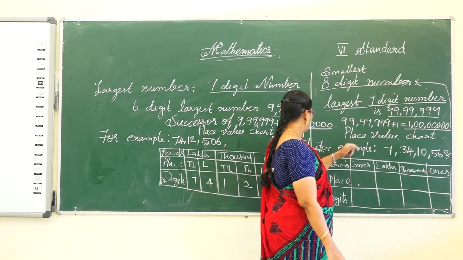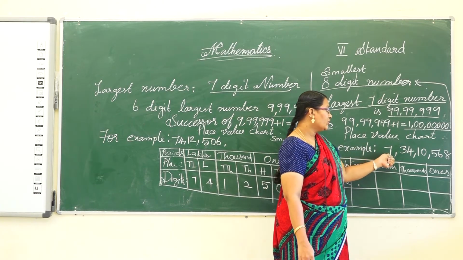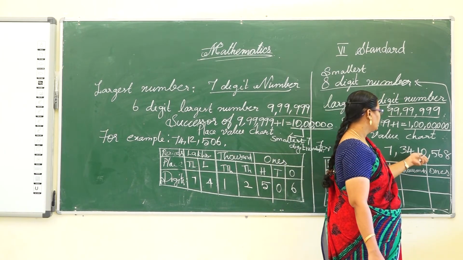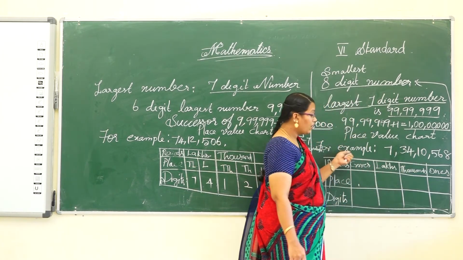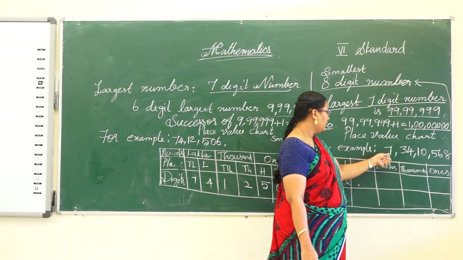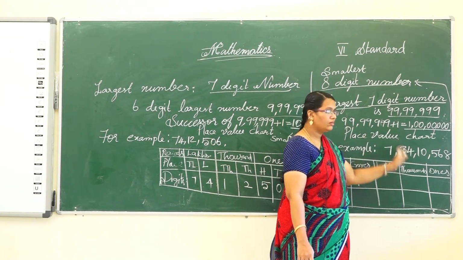The place value chart for the value 7 crore 34 lakh. For example, the place value chart for 7 lakh. See.